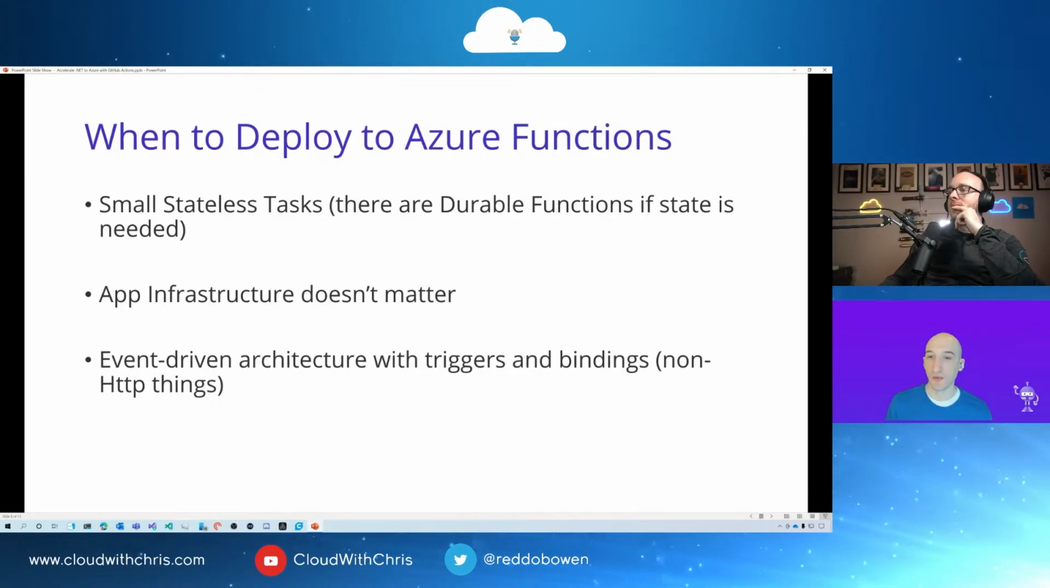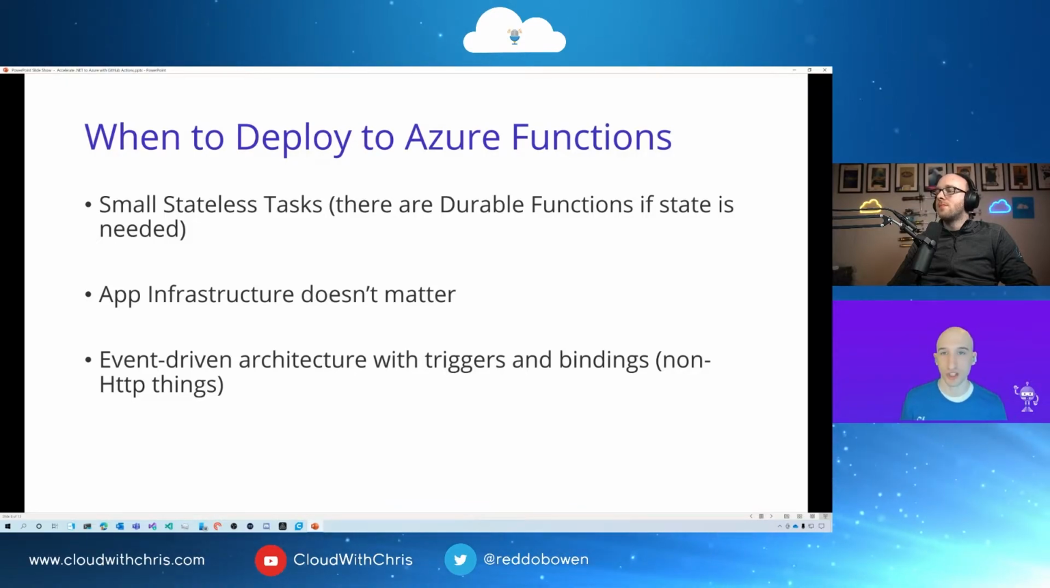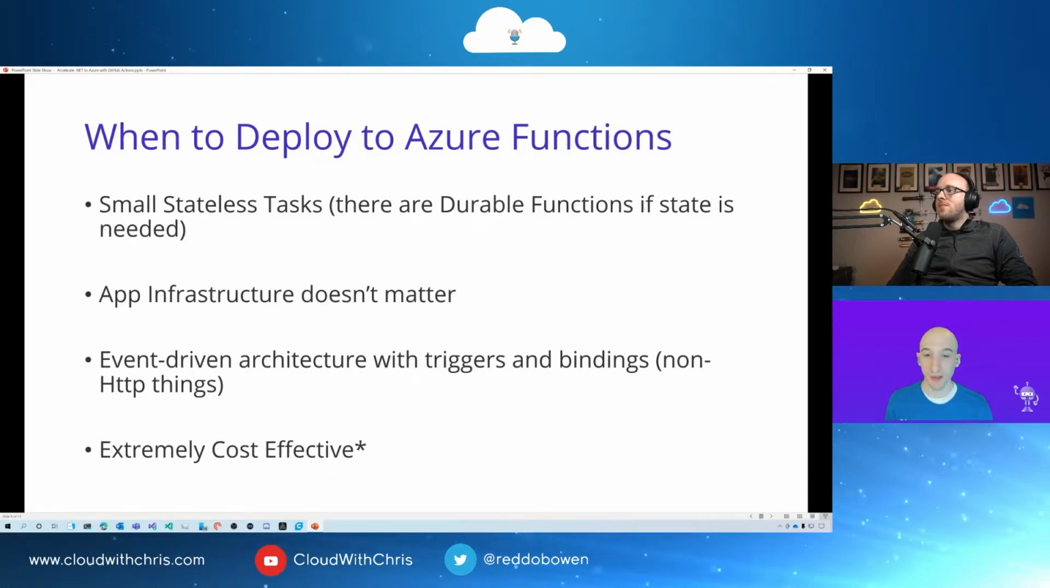So think of event-driven architecture, triggers, bindings, non-HTTP things. That's a great example of what you want to use Azure Functions for. Like I said, Azure Functions has HTTP support, so you can use HTTP triggers. But for non-traditional, non-HTTP things, event-driven architecture solutions are great examples to use Azure Functions with. And my favorite part about Azure Functions is they're extremely cost-effective. So extremely cost-effective that there are very large companies with very small Azure bills because they do a lot of work with Azure Functions.